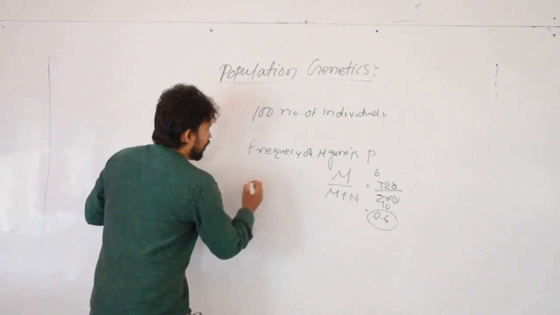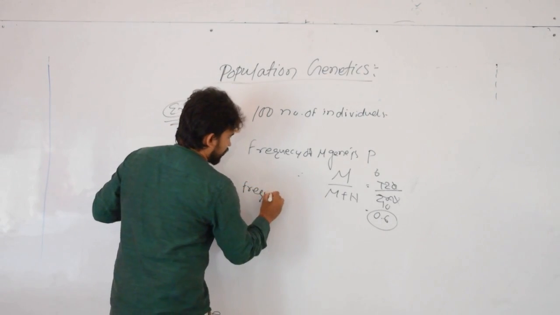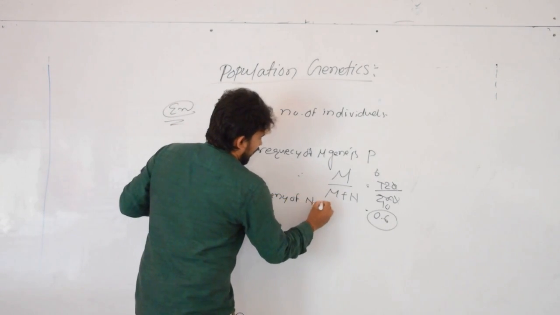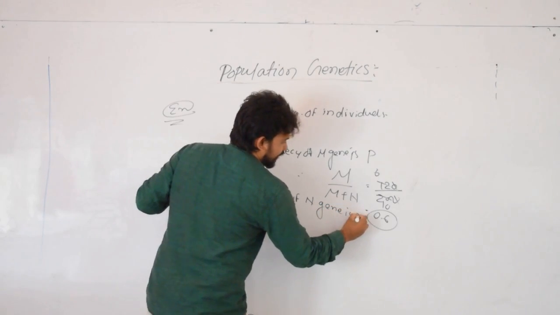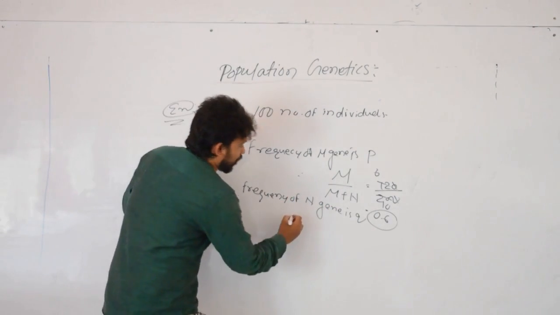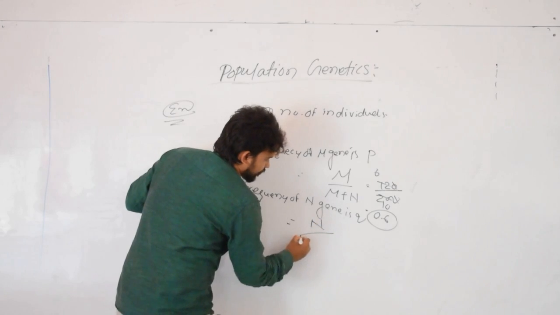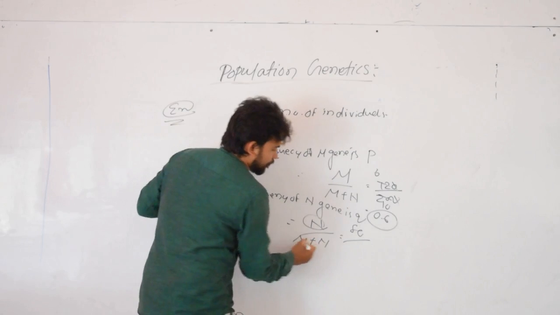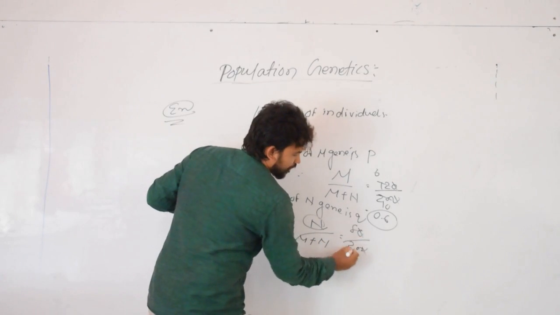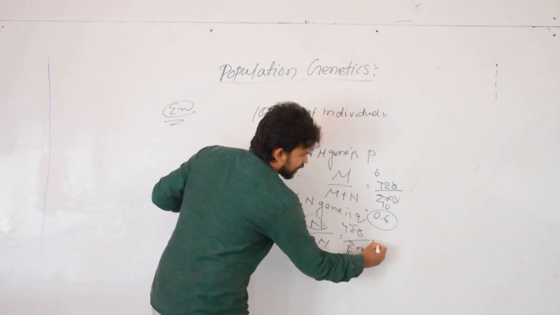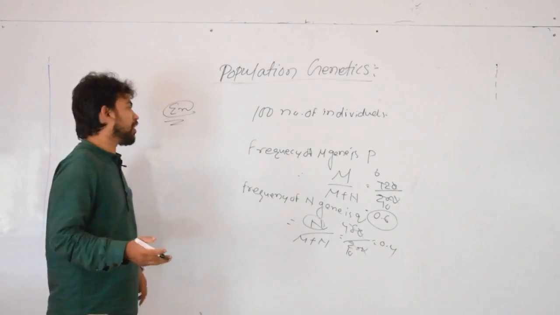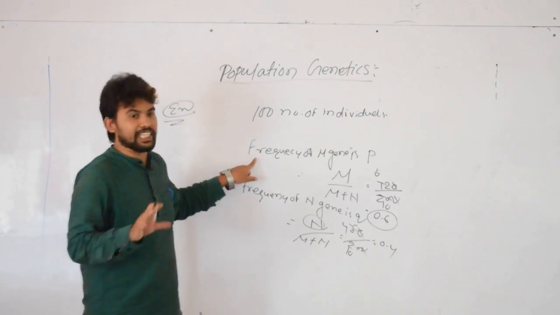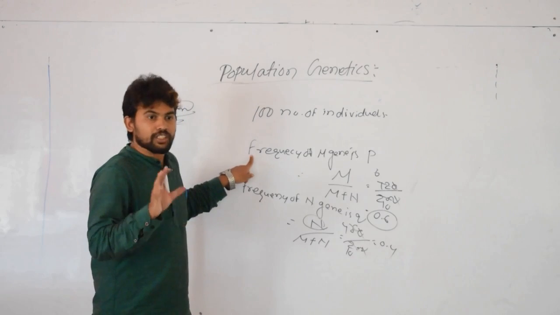Okay. Now the frequency of the N gene is q. So q, the frequency, is N by M plus N. N is 80 and M plus N is 200. So 80 by 200 is 0.4. So what we got is that we have completely distributed the frequency.